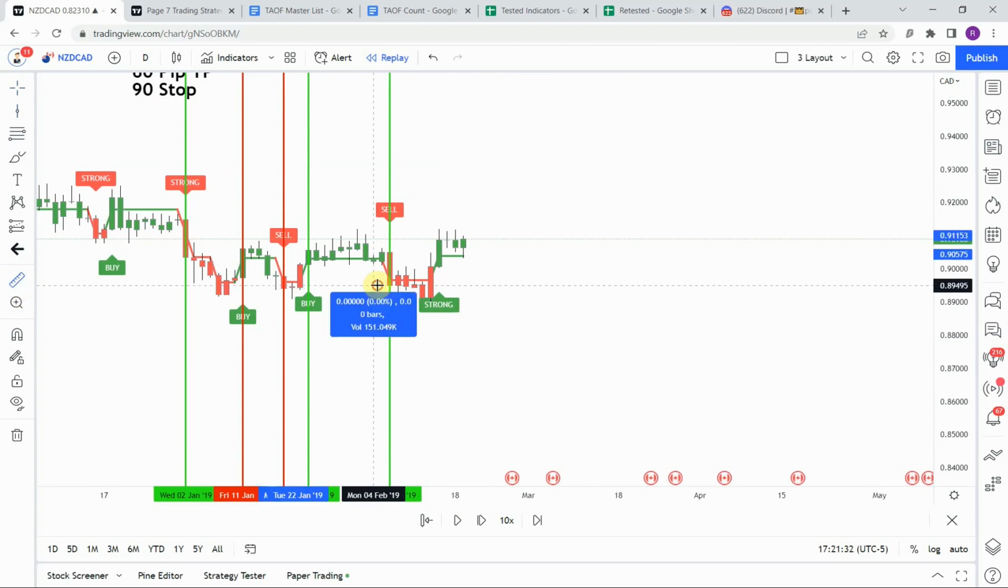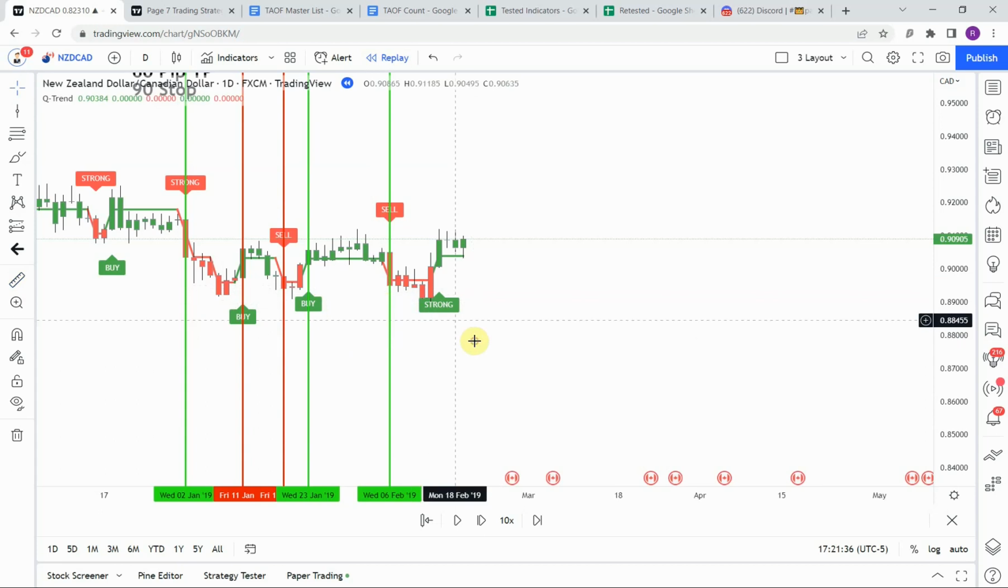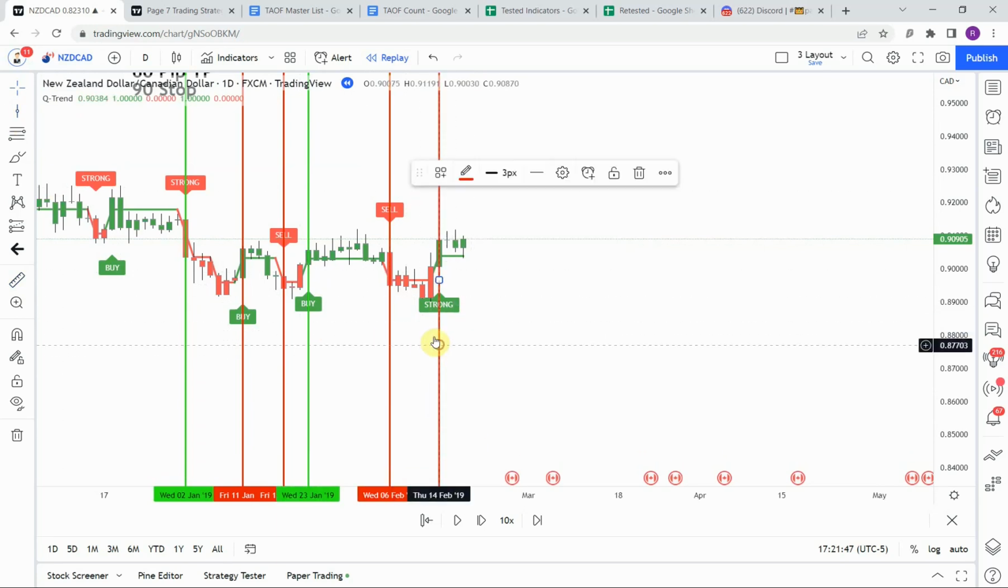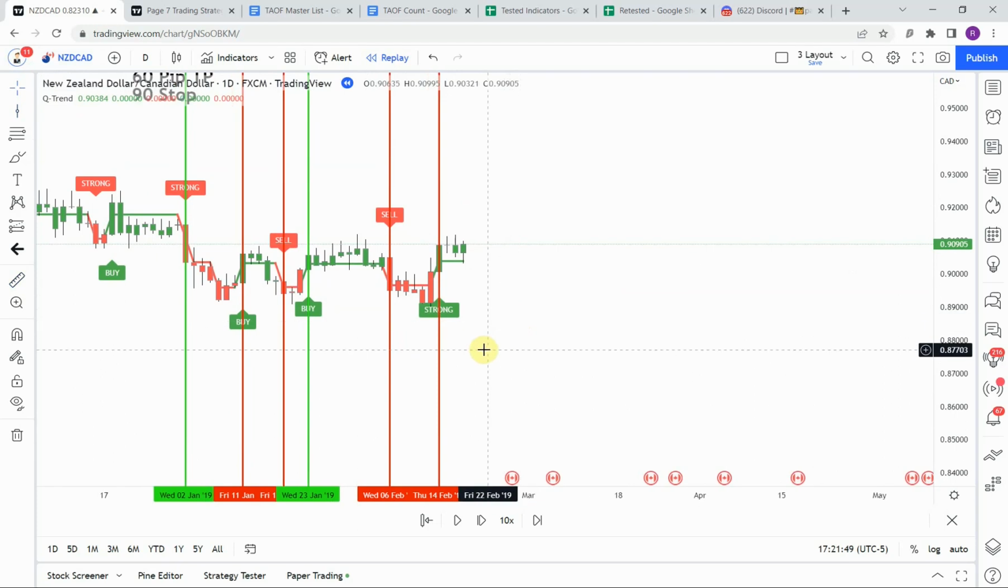Looks like we get a push to the downside, but just not quite enough to get us to our take profit. Nope. Before it then makes a really strong push back to the upside, giving us a buy signal right there. I'm going to go ahead and play this one forward a little bit, see what we get out of it.